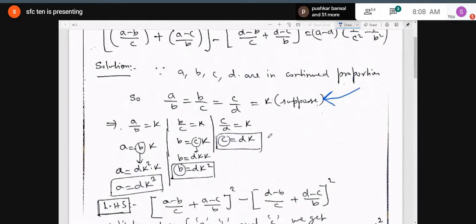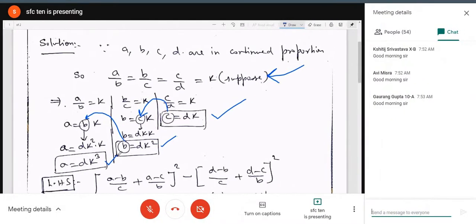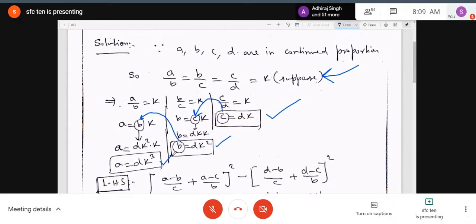Now, starting from the last, C is equal to DK. We will substitute this value of C in B is equal to CK. So we will get B is equal to DK square. Similarly, substituting this value of B in the first one, A is equal to BK, in place of B we will write this value. Then we will get the value of A is equal to DK cube. That means we have got the value of A, B, and C in terms of D and K.